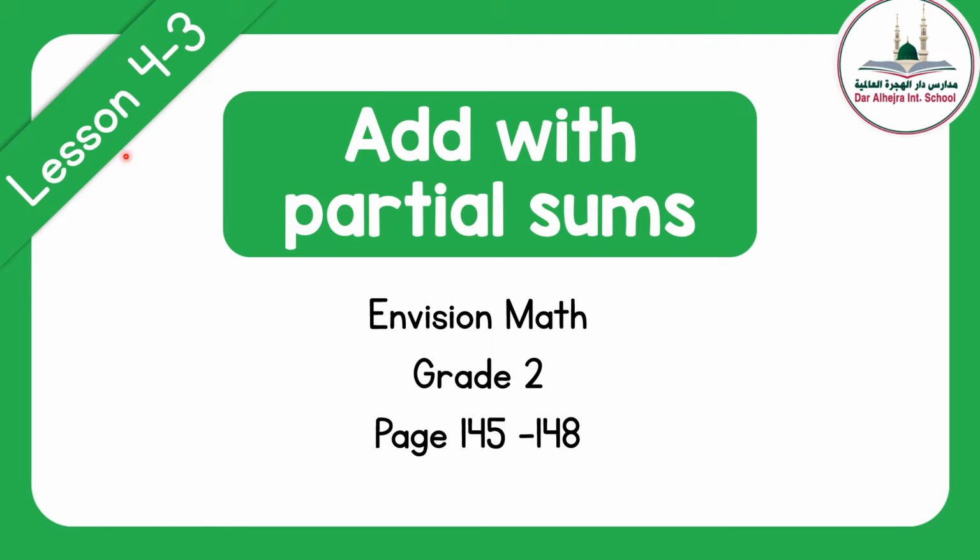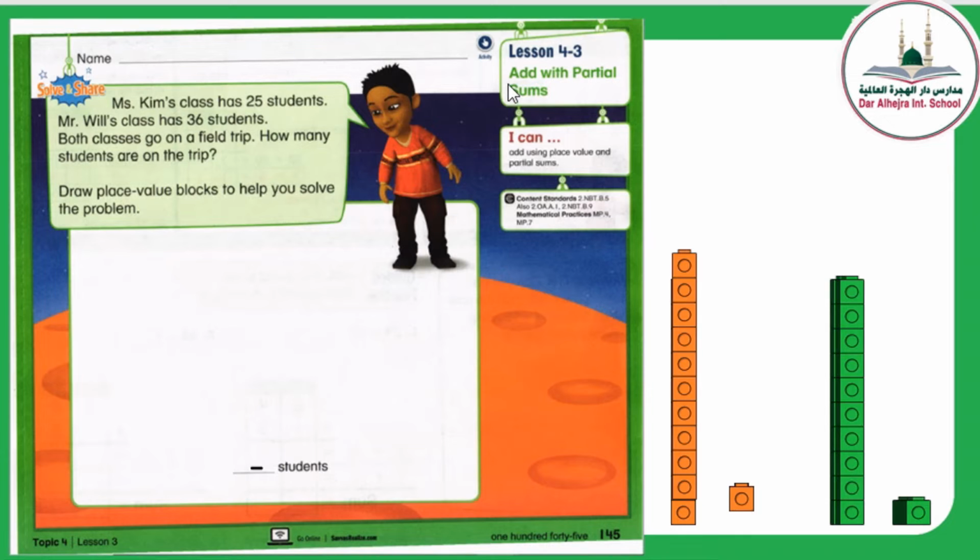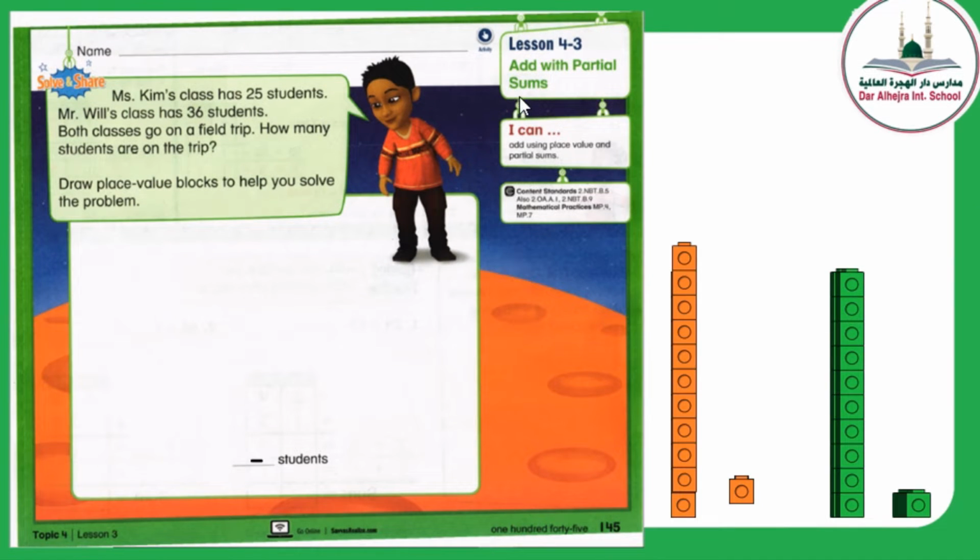This is the summary of lesson 4.3. In this lesson, we are going to see how we can add with partial sums. This is the lesson from Math Grade 2, from page 145 to 148. This lesson is adding the numbers with partial sums. That means that we can add two-digit numbers by having them in partial sums.